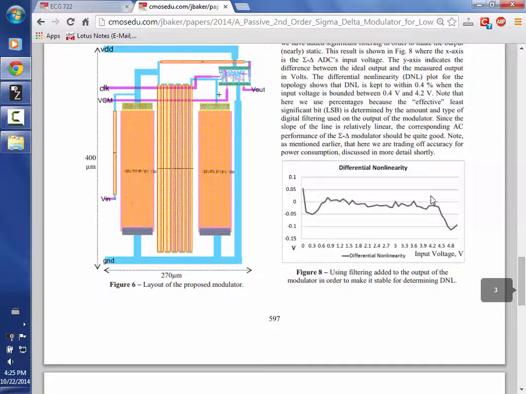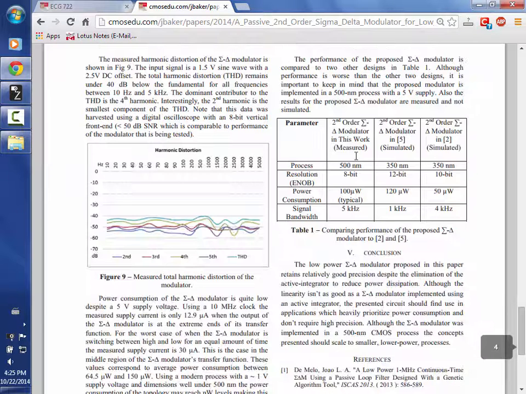Here's the total layout, and then he filtered it with a lot of filtering and was able to get pretty good differential nonlinearity, treating the output as a DC. We probably could have tightened this up a little, but it was already so small to begin with that we didn't do any more. And then you can see you got microwatt power dissipation for the conversion.